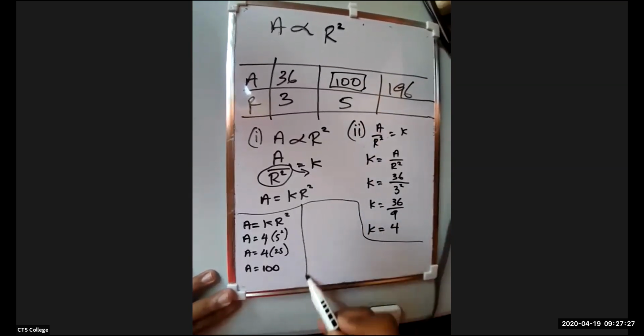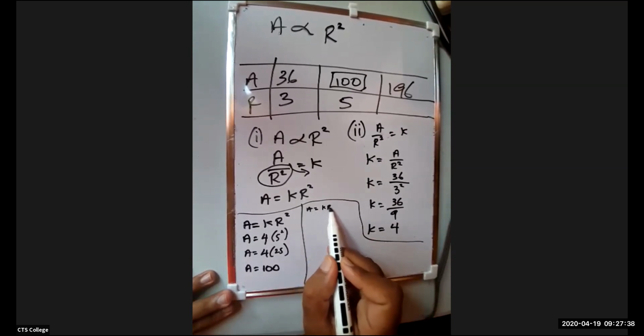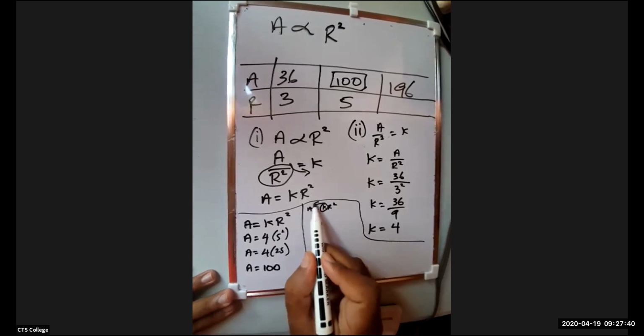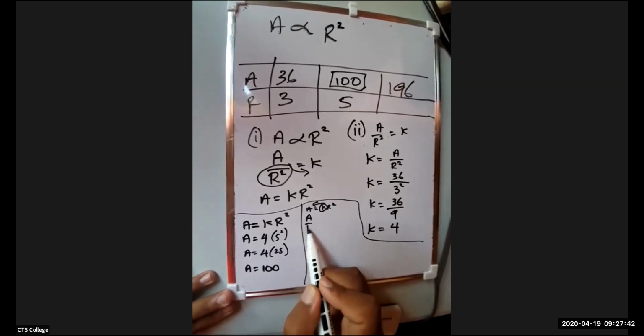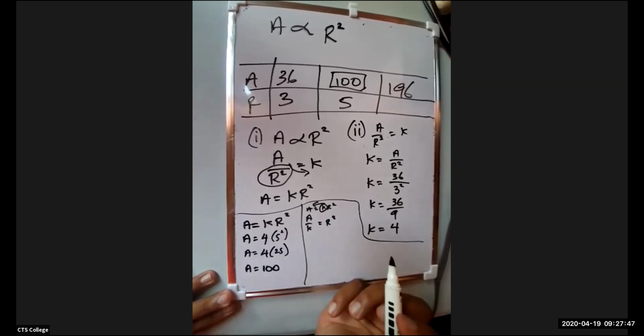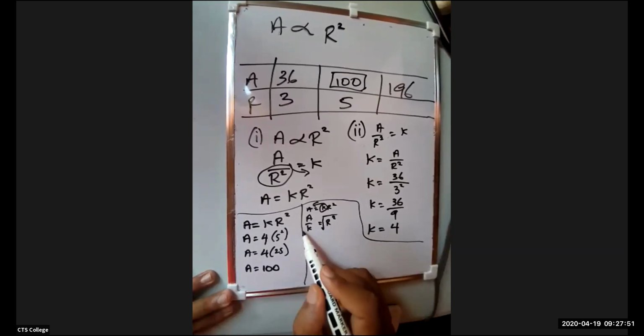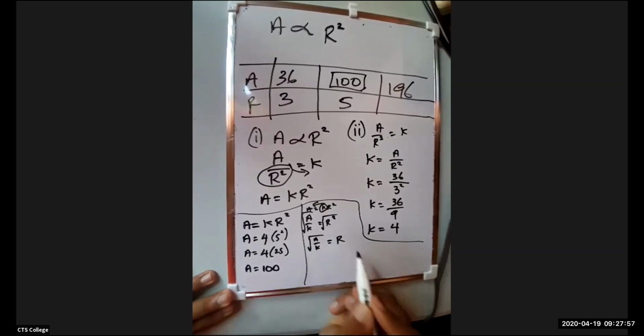And now we have to find the other one. So in this case, we have to find R. Since we know that A is equal to K R squared, we want to take this K and bring it across. So A over K is equal to R squared, but we don't want R squared, we want R, right? To get rid of a square, we have to find the square root. What you do on one side, you have to do on the other side. So the square root of A over K is equal to R.